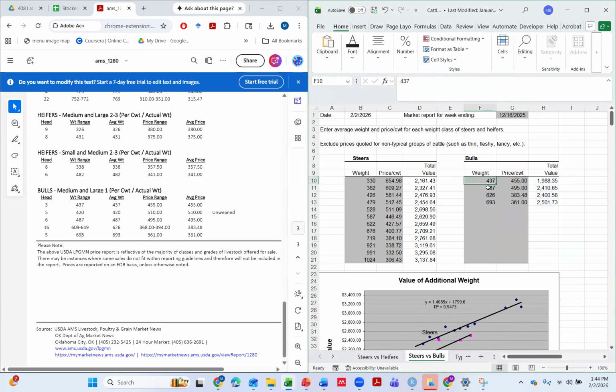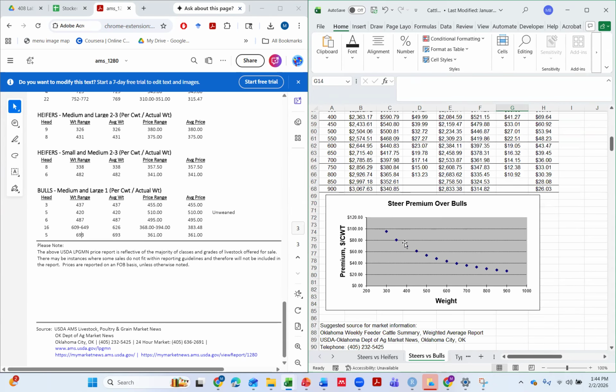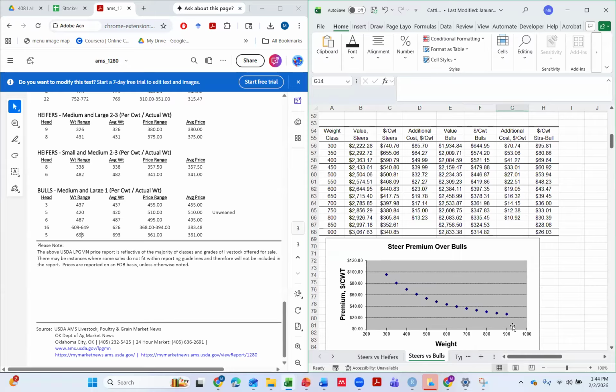Okay. So 437, 455, 487, 626, 693, 455, 495, 383.48, and 361. Okay. So if you remember from our previous lecture, we saw an increasing discount of bulls relative to steers, I guess it would have been 2 weeks ago when we looked at the Oklahoma City National Stockyards report. And now we're kind of seeing a diminishing premium for steers over bulls.